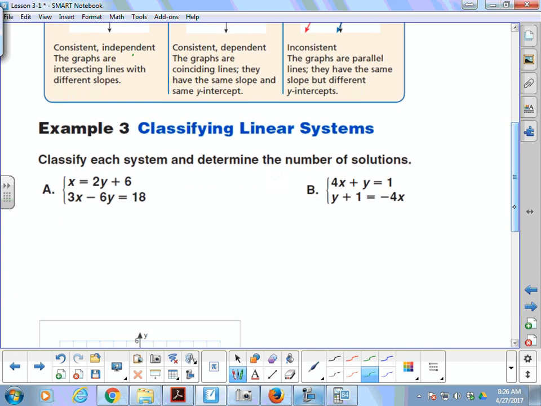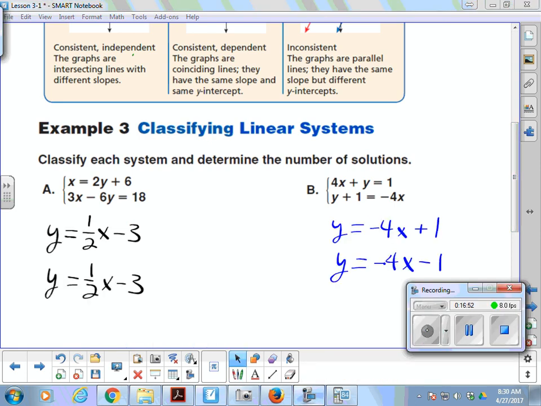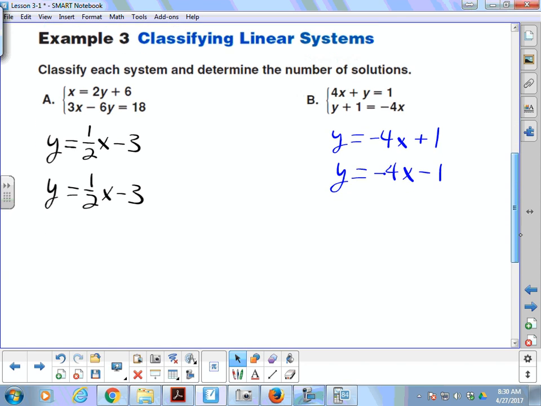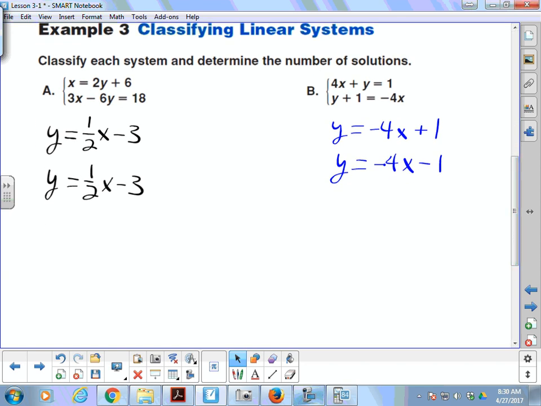So go ahead and take both of these, A and B, and solve them both for y first of all. So get them in slope-intercept form to start with. Go ahead and do them both. After getting them in slope-intercept form, we check the slopes and the y-intercepts.